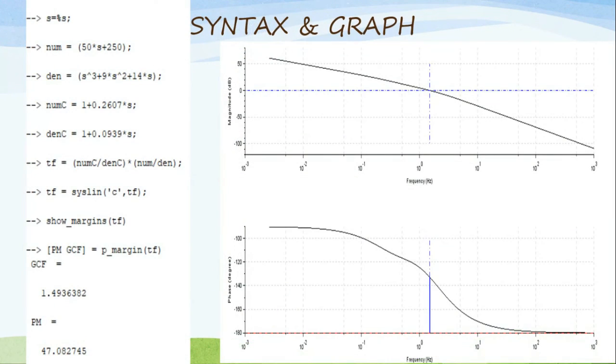over (1 plus 0.0939 s). And we can get the phase margin by using Scilab, and on the left side is the syntax. You can see that the transfer function is equal to the lead function times the original transfer function. By using the syntax show_margin, we can get the graph. You can see the frequency is 1.4936382, and the phase margin is equal to 47.082745. This fulfills the requirement of the compensator, that the phase margin be at least 40 degrees. That's all.